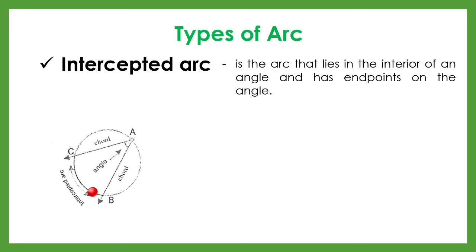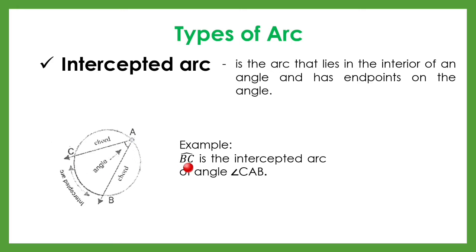So, this is the arc that is in the interior of the angle. So, ito yung ating intercepted arc. Arc CB or arc BC. So, arc BC is the intercepted arc of angle CAB. Mamaya, i-identify natin kung anong type ng angle itong angle CAB.